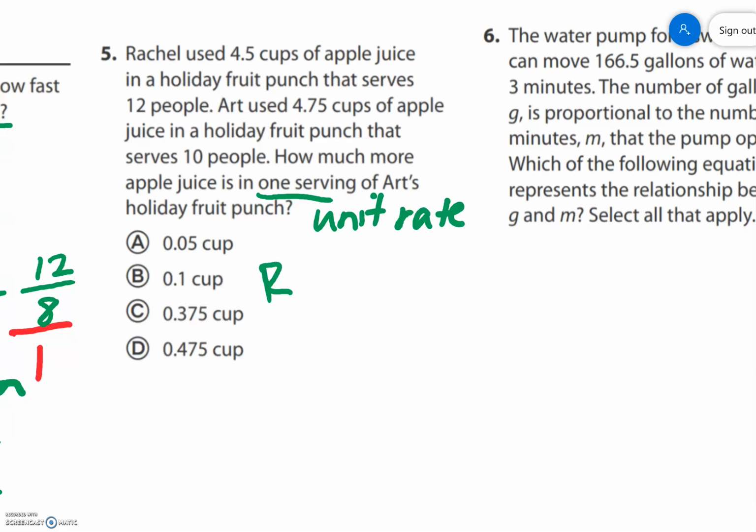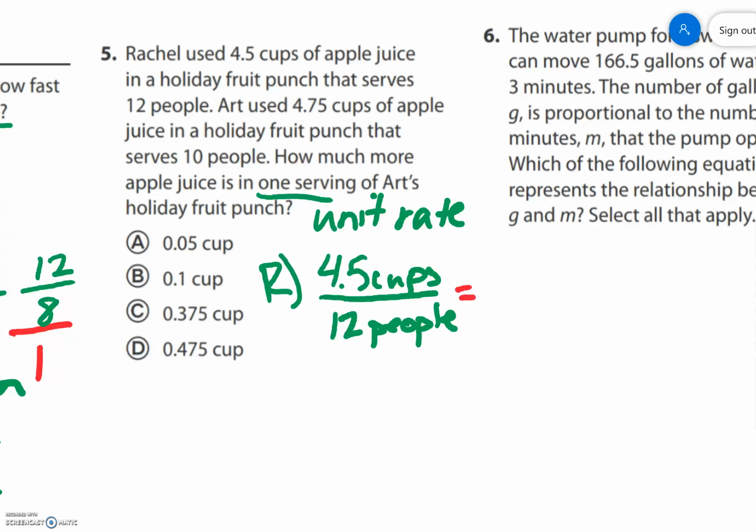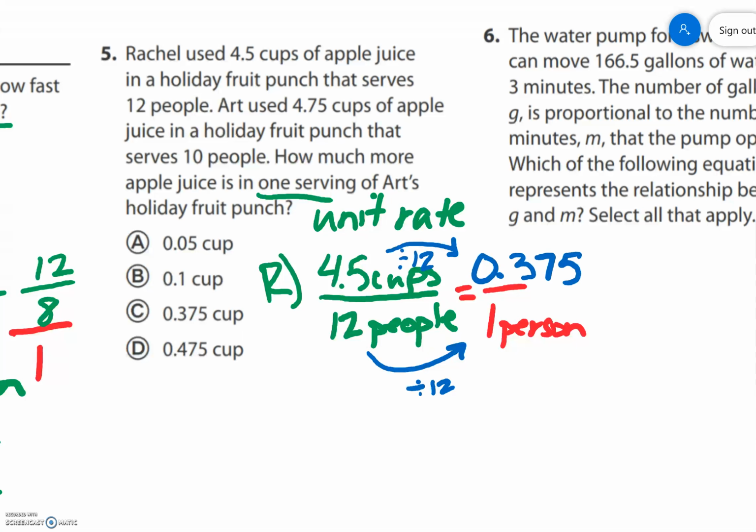So if we've got Rachel's, she uses 4.5 cups for 12 people. So if we get that unit rate to say how many cups is for one person, well, how do I go from 12 to 1? I divide by 12. So I got to divide 4.5 by 12, because whatever you do to the top, you have to do to the bottom. So that's going to give me 0.375. And then we want to do Art's.